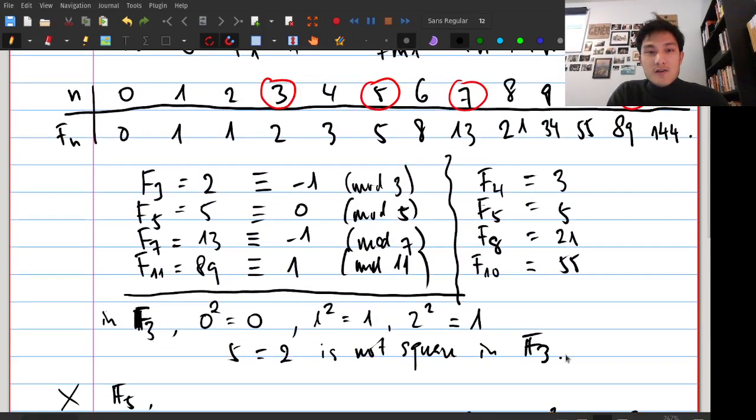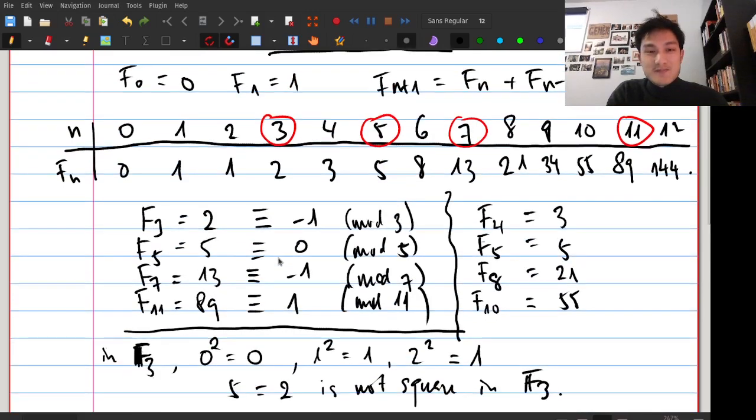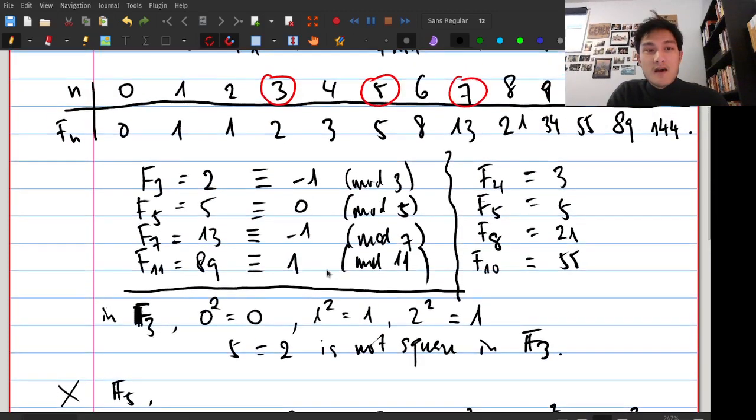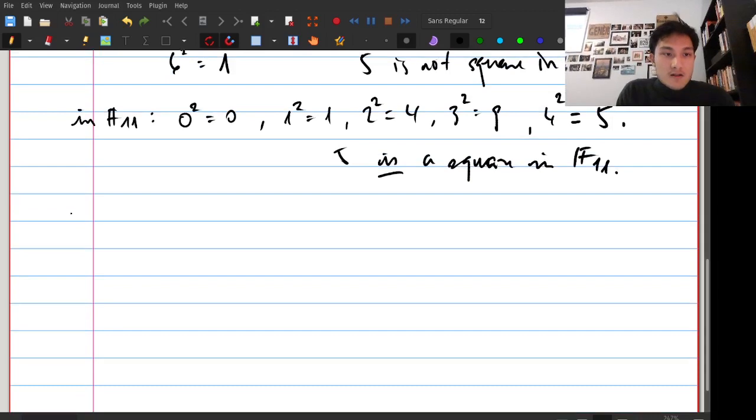Okay, so now we've kind of noticed a pattern here, and this doesn't prove anything, but in fact we are going to prove that for an odd prime, the F_p modulo that prime is going to be related to whether 5 is a square in F_p. Okay, so to do that, we're going to define something called the Legendre symbol. So this is the Legendre symbol.